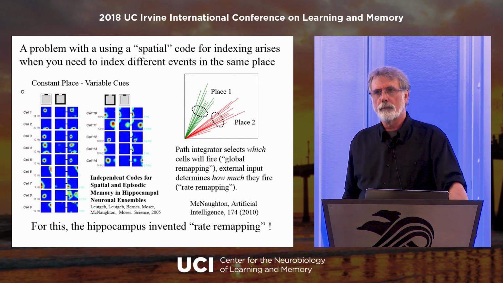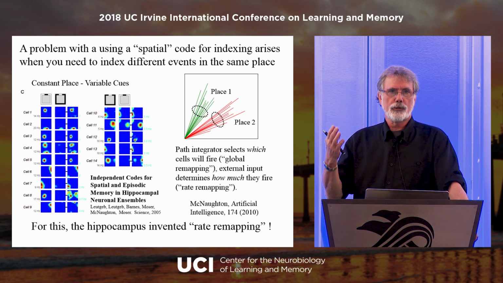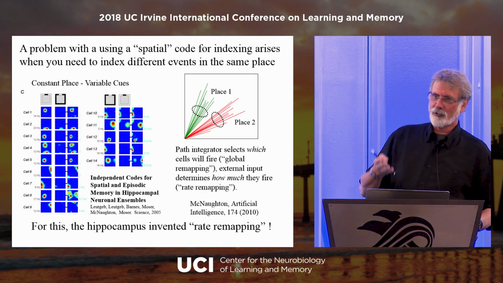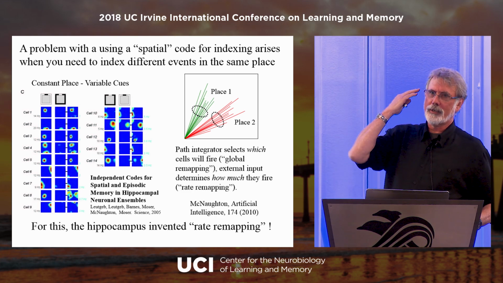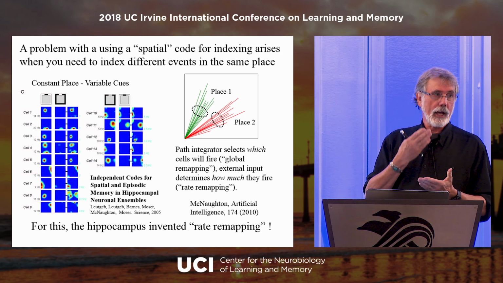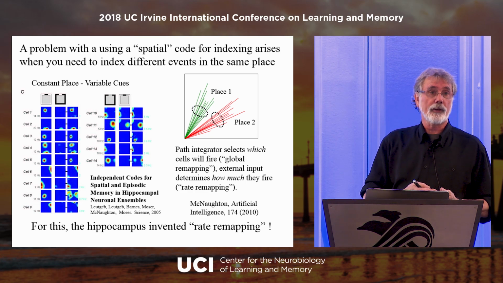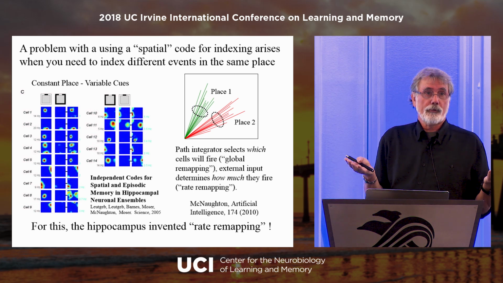But there's a problem now for the use of a spatial code for indexing. And we all know what the problem is, right? You're sitting in the same place and you're trying to remember 5 different lectures. How do you discriminate events that happen at different places from different events that happen at the same place? And for that, the hippocampus invented rate remapping, okay?